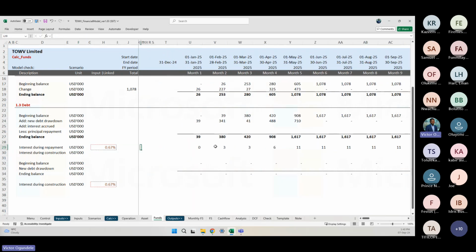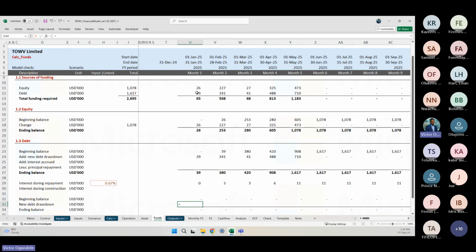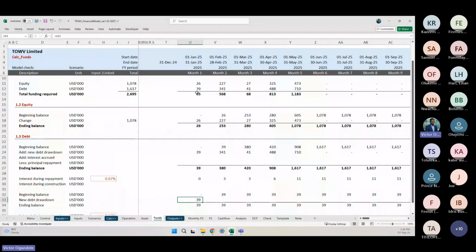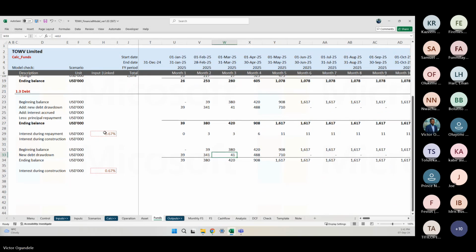Drag that across. Okay. So for the schedule we have below it, the beginning balance, the new debt drawdown, equal to, I also link that to my debt drawdown, link that to the new debt inflow. So the same thing you did. Right, so let me give us time. So calculate your interest during repayment.